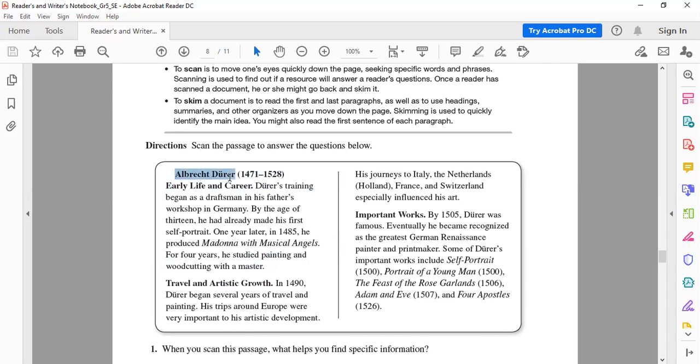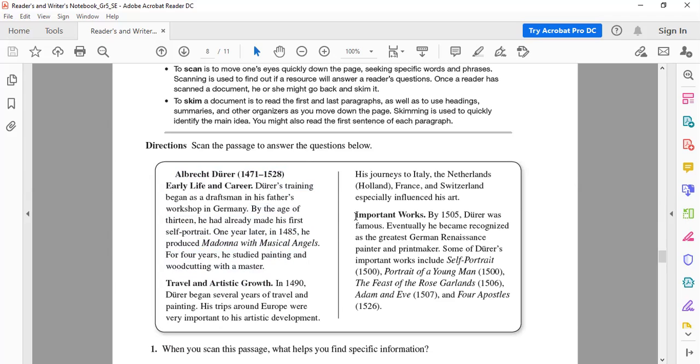So I will read the first line right here. Albert Dürer, 1471, early life and career. Dürer's training began as a draughtsman in his father's workshop in Germany. And then at the end, I will read the last line. For 4 years, he studied painting and woodcutting with a master. So this paragraph is about Albert Dürer and his work and his early life in Germany, without reading the completing of the paragraph.